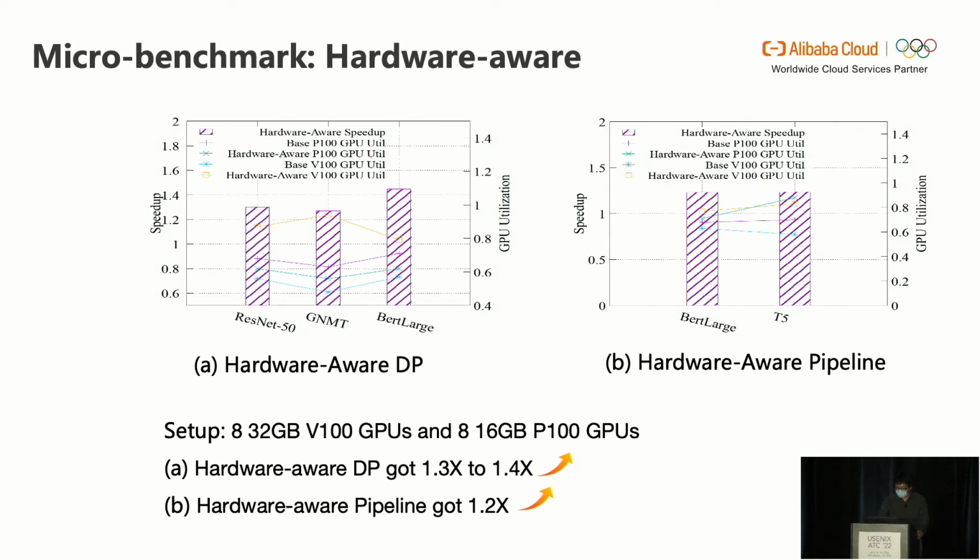For pipeline parallelism, we evaluated 2 models, including BERT-Large and T5-Large. The training is performed on heterogeneous GPUs that consist of 4 32-gig V100 and 4 16-gig P100. Both BERT-Large and T5-Large are partitioned into 4 stages. We first apply data parallelism to the pipeline. We set the evenly partitioned models as the baseline. We conduct the training with the hardware-aware policies and get about 20% speedup on both models.